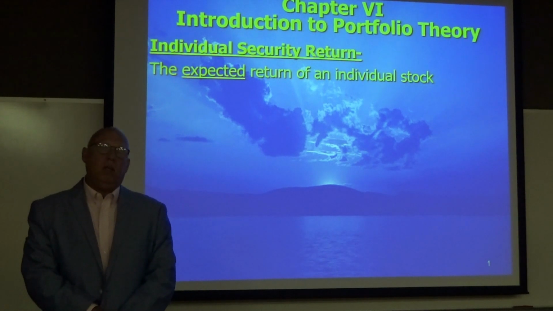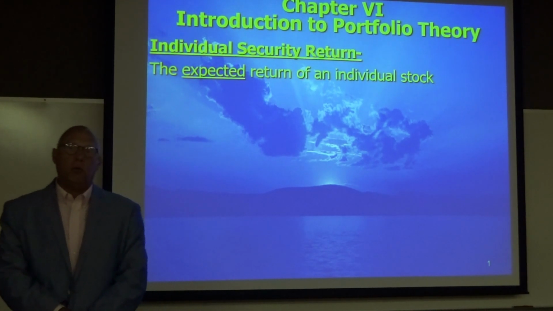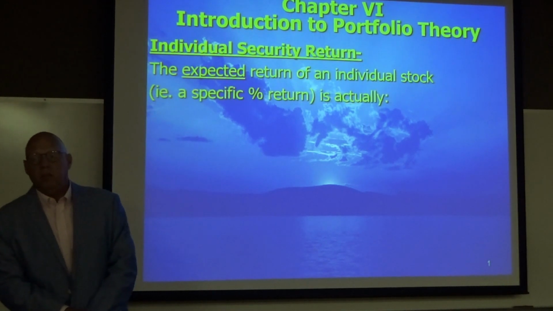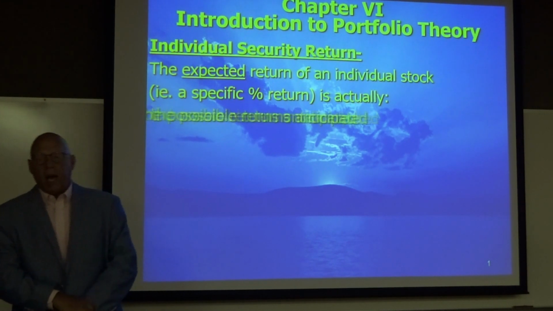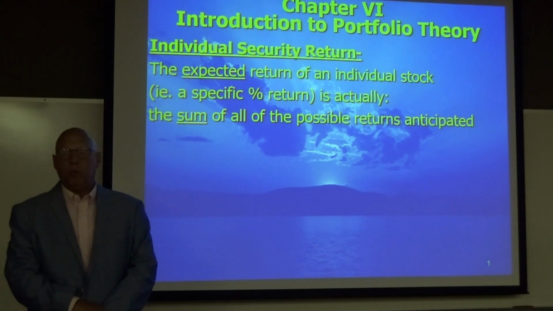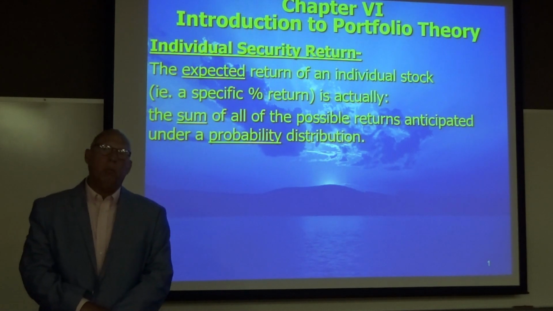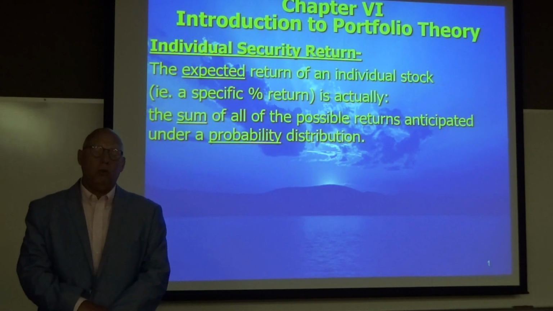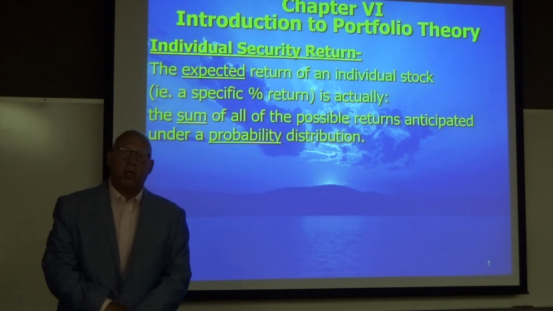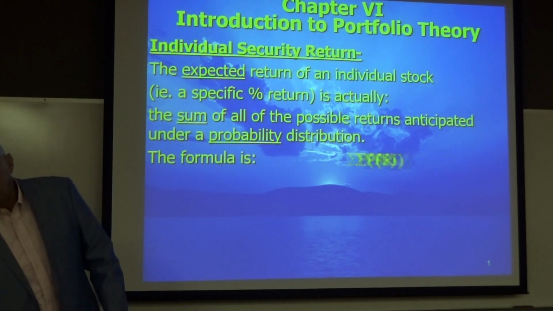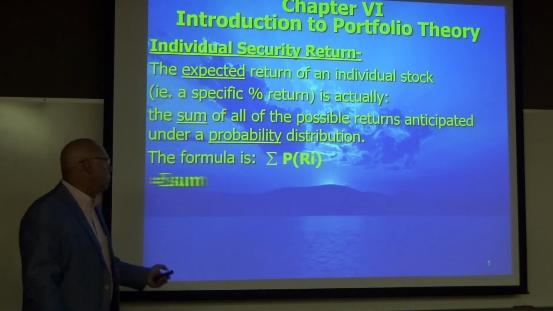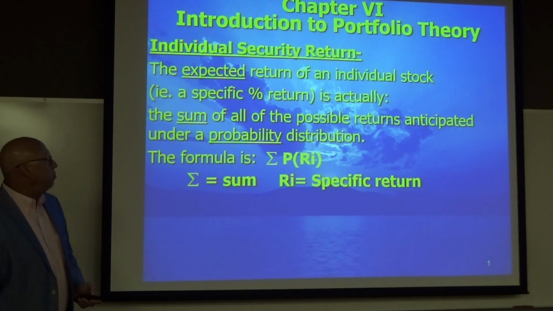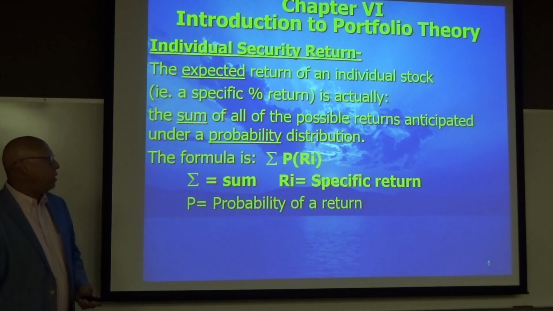The expected return of an individual stock, and this is a concept that we looked at in Chapter 1, we're going to revisit it here, jog your memory a little bit. The expected return of an individual stock, and we're talking about a specific percentage return, is theoretically the sum of all the possible returns anticipated under a probability distribution. So harken back to Math 200, elementary statistics, and we're going to use some of the concepts from statistics. So here's the formula to get an expected return for an individual security. And of course we've got sigma here, which is sum, the sum of the specific return times the probability of that specific return.